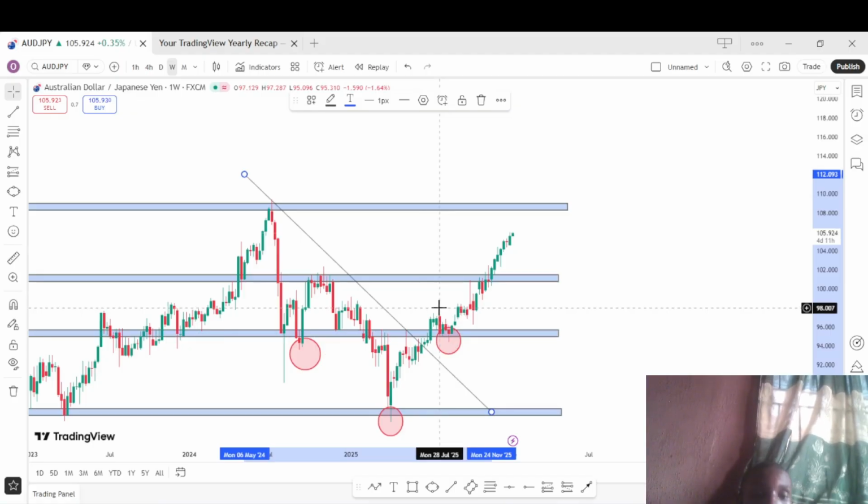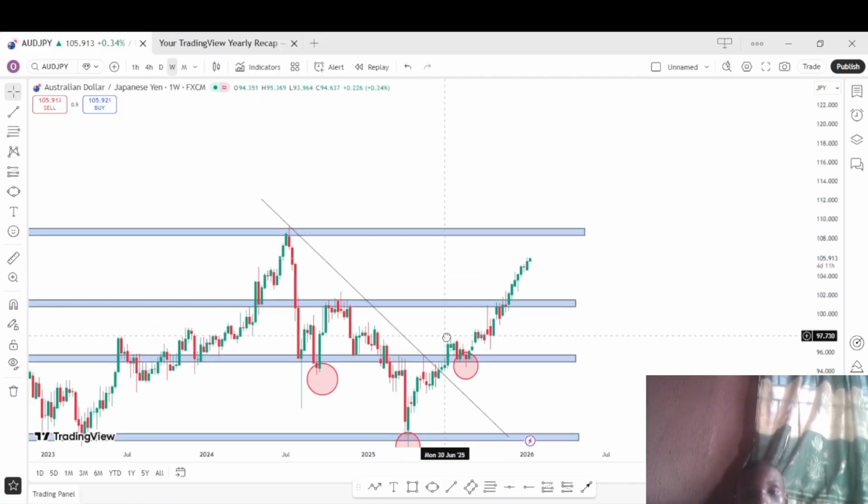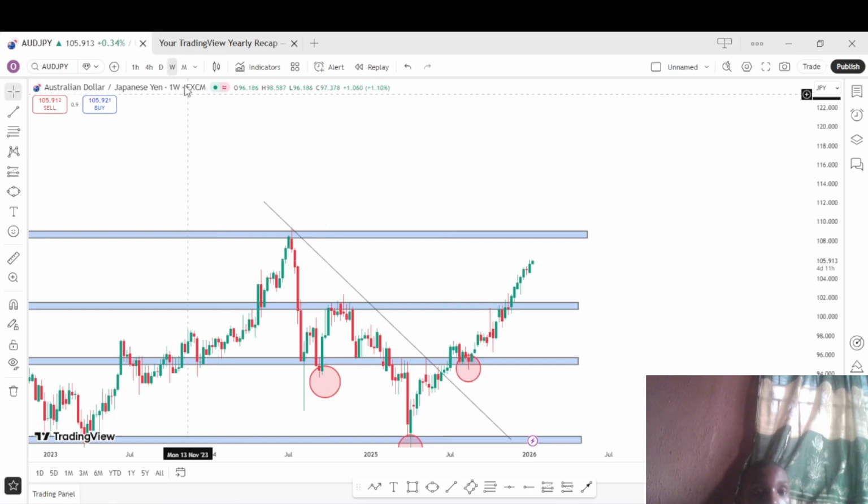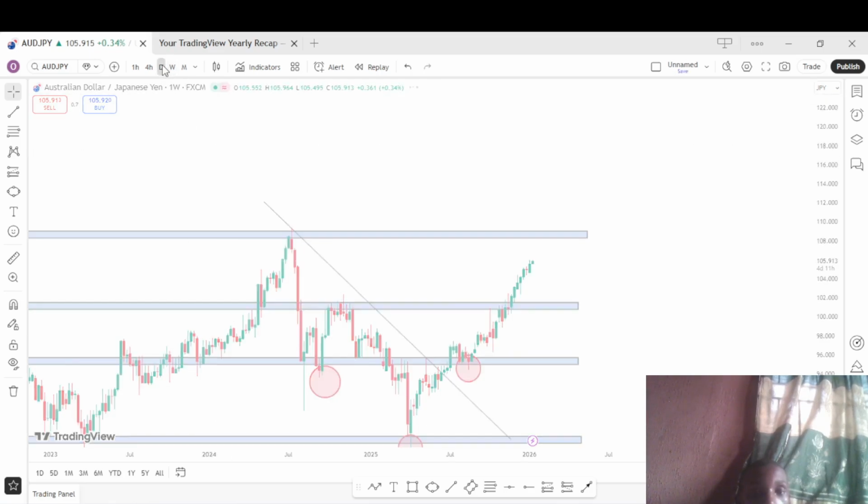So we have two reasons why this trend has changed from bearish to bullish. One, the market has broken above the trend line. And secondly, the chart pattern: we have a trend reversal chart pattern, which is the inverse head and shoulder, just like the same thing that happened in the previous pair. So what next? We go down to the daily time frame.